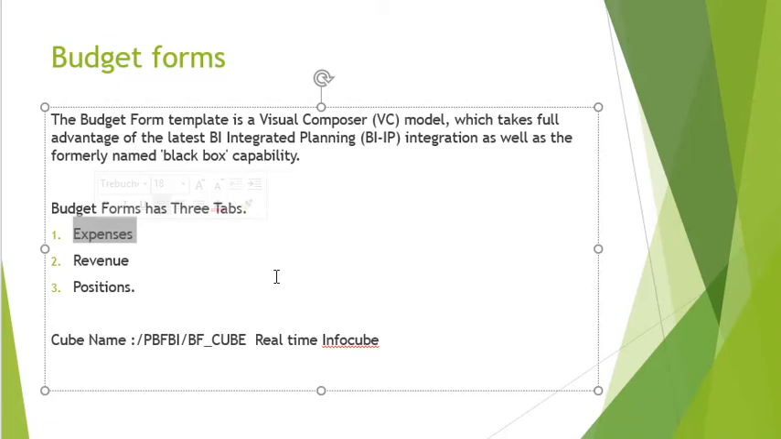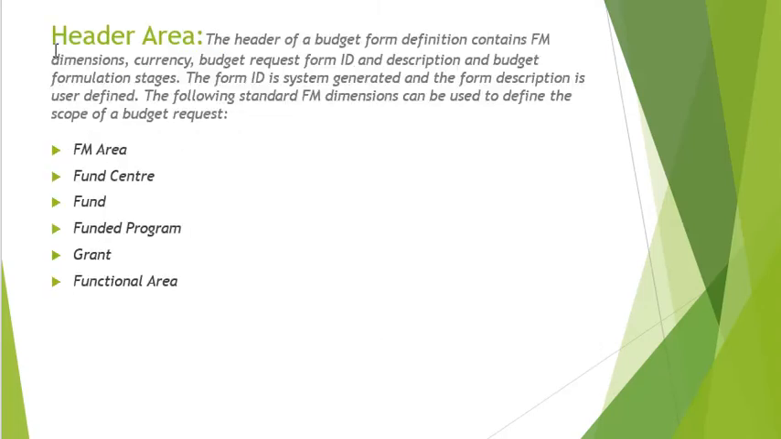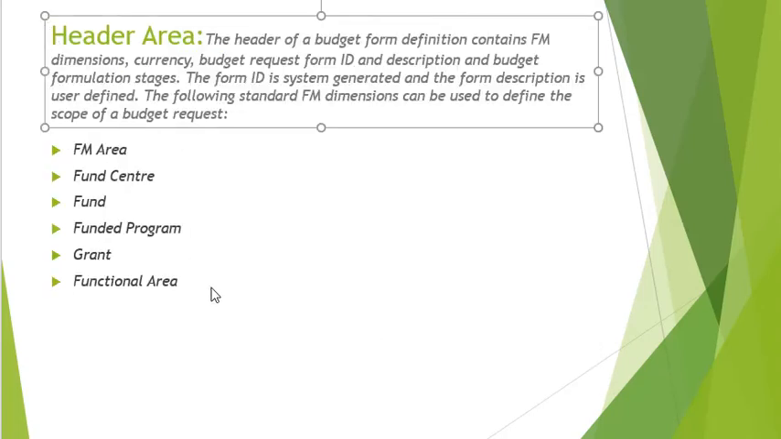However, it all depends upon their organization requirement: what data they want to keep at line item level, fund center, grant, or any other FM dimensions. That all depends upon their requirement. But however, in the SAP PBF delivered budget forms, we have these functionalities. And the real-time info cube /PBF/BI_BF_CUBE is the real-time info cube delivered by SAP PBF. On the next slide, I'm going to explain the header area for creating a budget form.